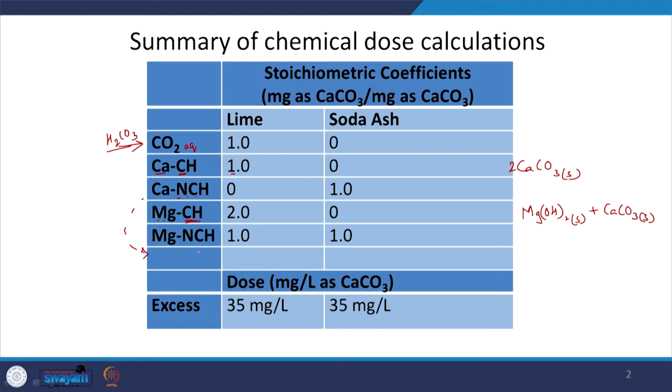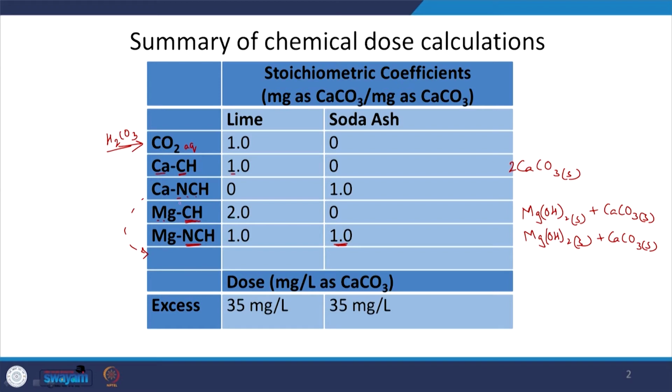Magnesium non-carbonate hardness, right? Here, same case as above, to remove magnesium, I am going to increase the pH by adding lime. But here it's non-carbonate hardness, not enough carbonate. So for that reason, I have to add some soda ash so that the calcium in the lime that I added will be removed, let's say.